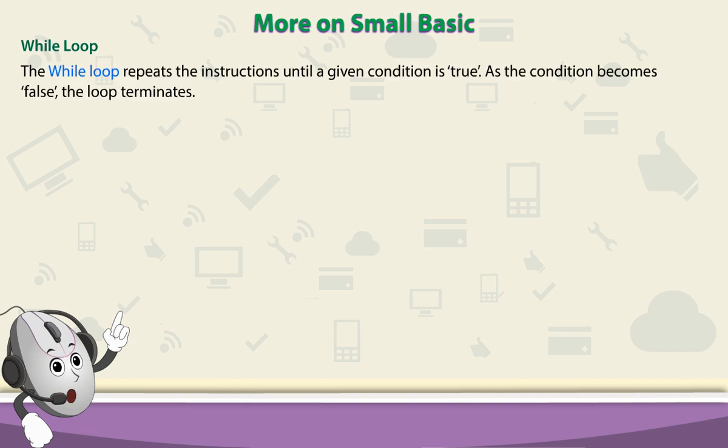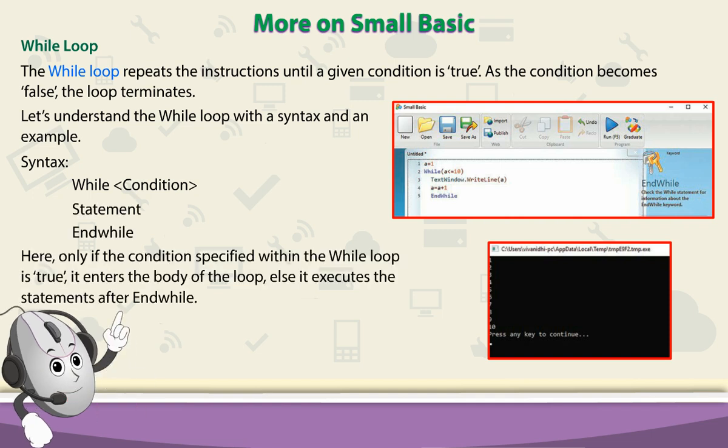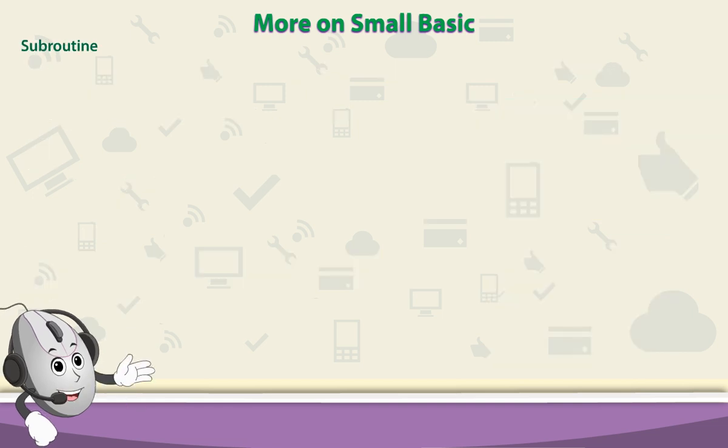While loop. The while loop repeats the instructions until a given condition is true. As the condition becomes false, the loop terminates. Let's understand the while loop with a syntax and an example. Syntax: while, condition, statement, end while. Here, only if the condition specified within the while loop is true, it enters the body of the loop, else it executes the statements after end while.